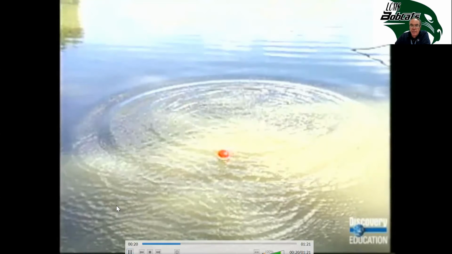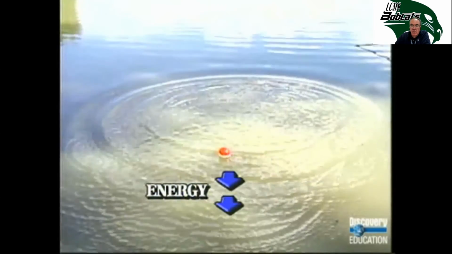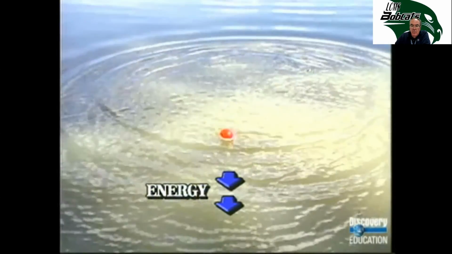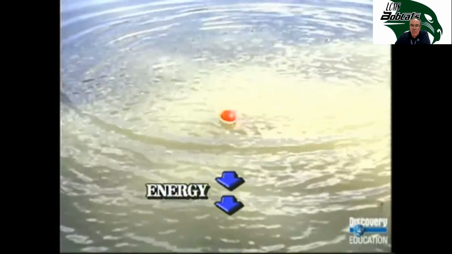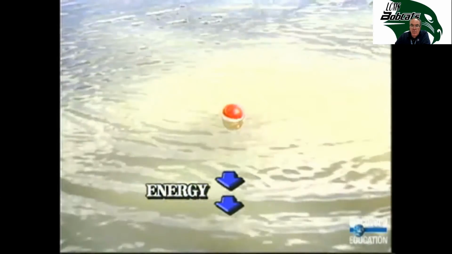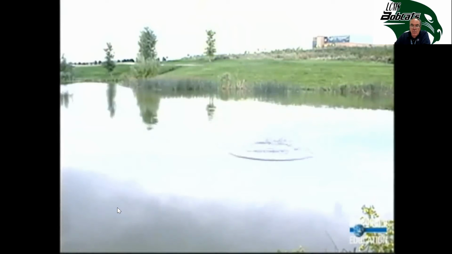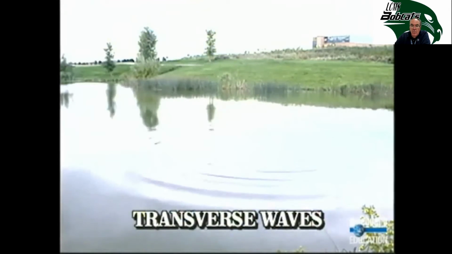In other words, the bobber and pond water, which are matter, remain in the same position on the pond, while the energy carried in the wave travels across the pond to the shore. The action of the wave on the water is perpendicular to the direction of travel of the energy along the wave. If we fix a rope at one end and move the other end, we can also produce waves. The waves produced by throwing a rock in a pond or moving a rope up and down are called transverse waves.